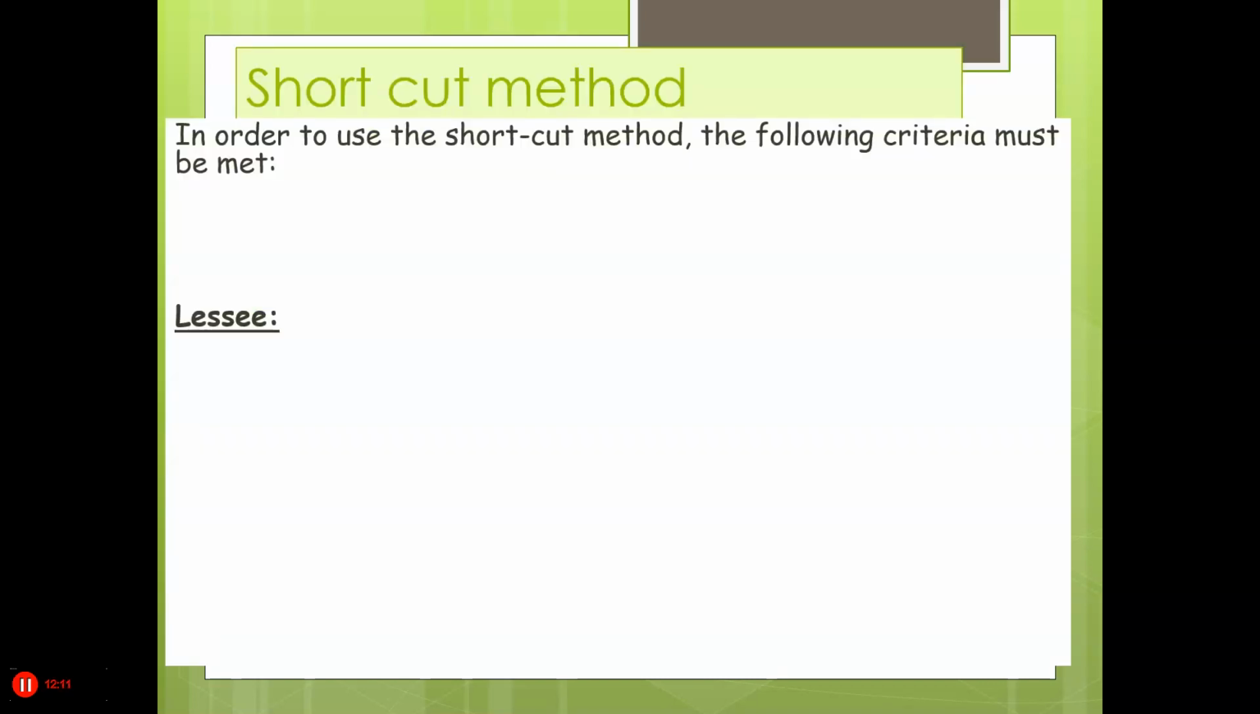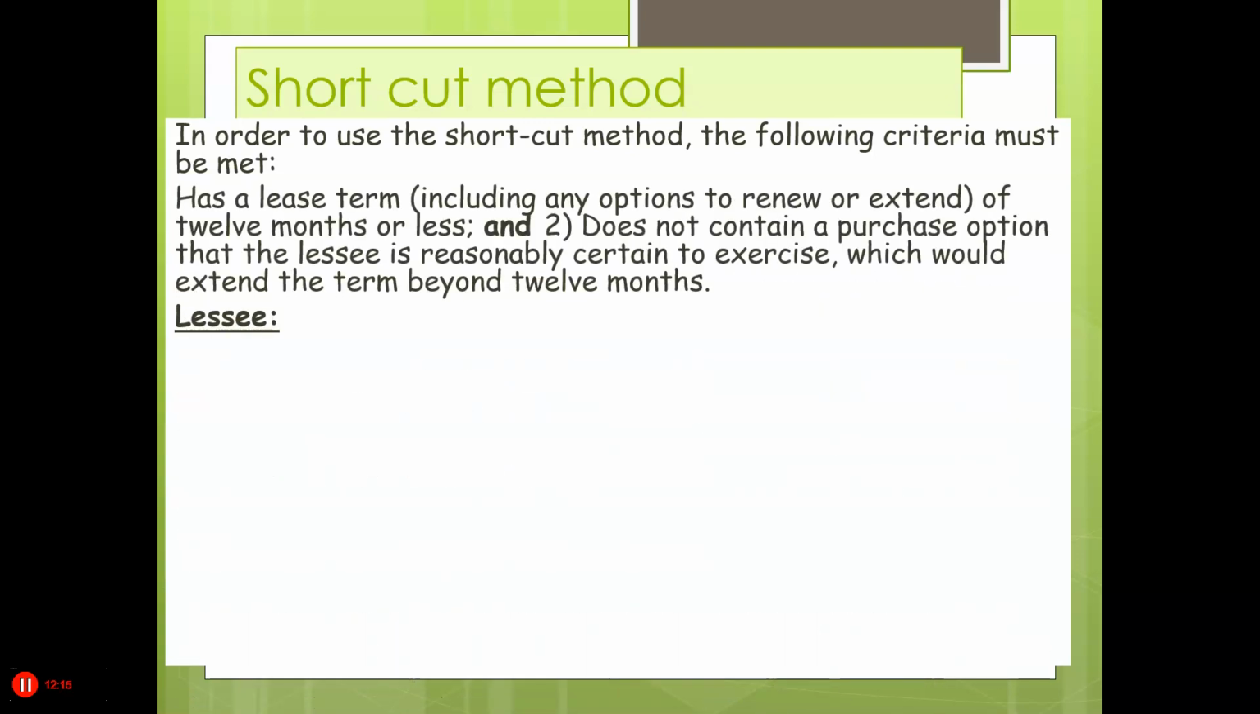In order to use the shortcut method, the following criteria must be met. One, has a lease term, including any options, of 12 months or less, and two, does not contain a purchase option that the lessee is reasonably certain to exercise, which would extend the term beyond 12 months.